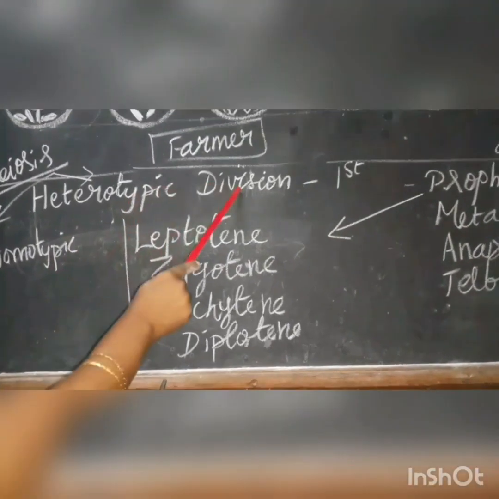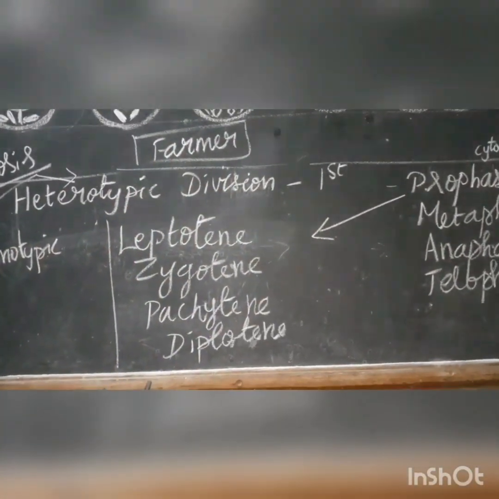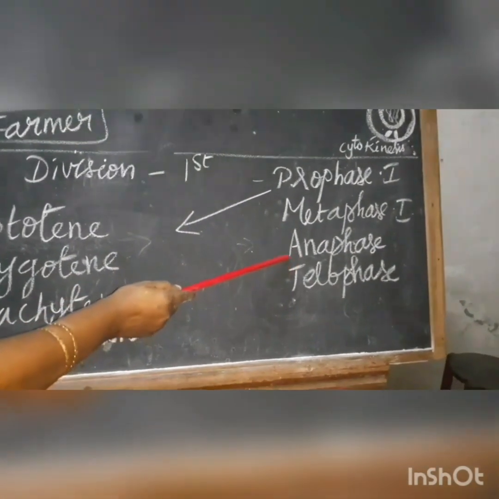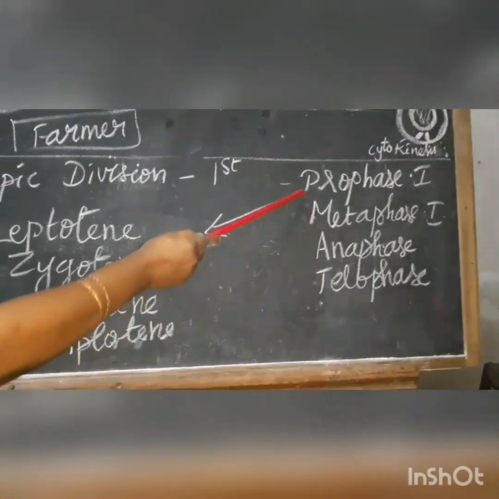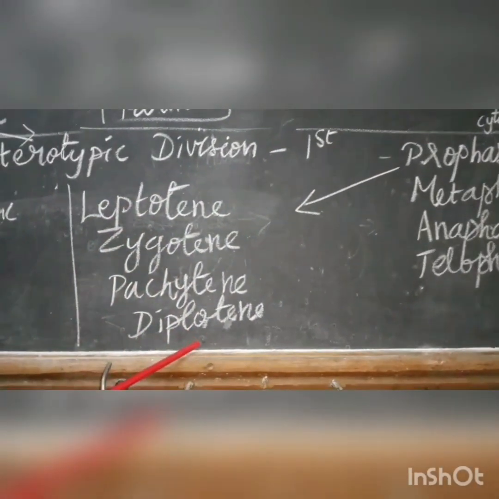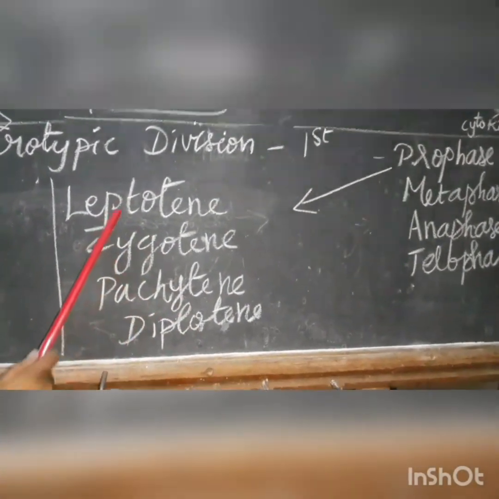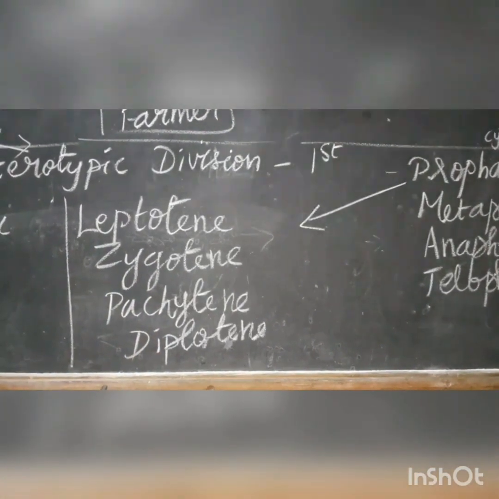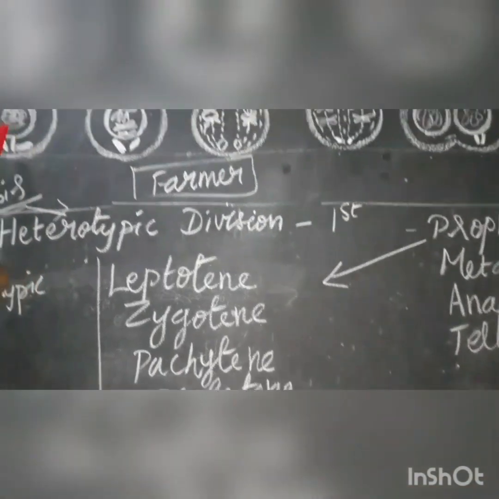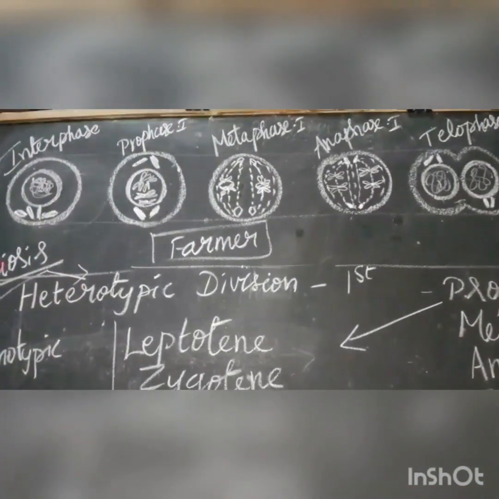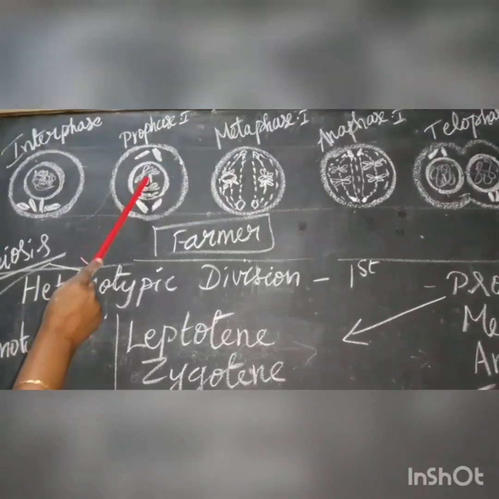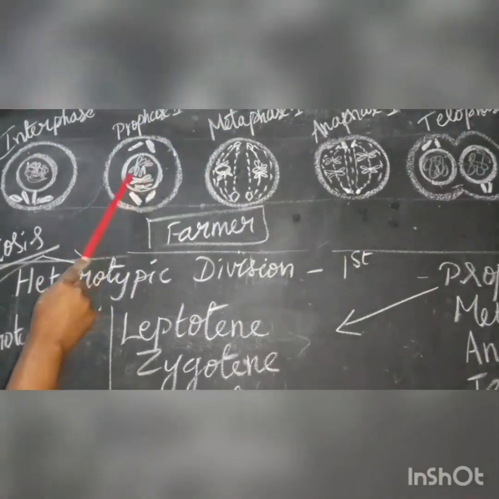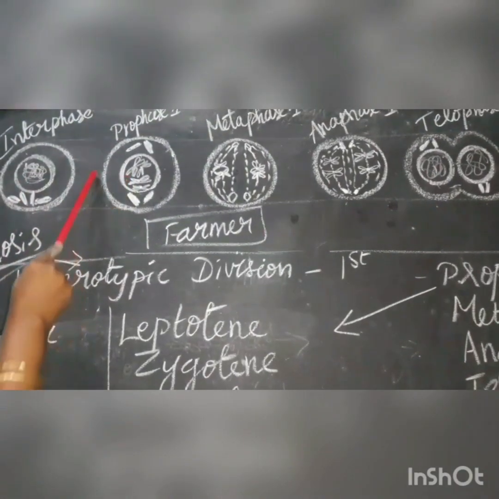The heterotypic division will undergo 4 phases: prophase, metaphase, anaphase and telophase. And prophase will undergo 4 stages: leptotene, zygotene, pachytene and diplotene. Okay, first we will see the prophase. Here the chromosomes are uncoiled and become thread-like structures in the nucleus.